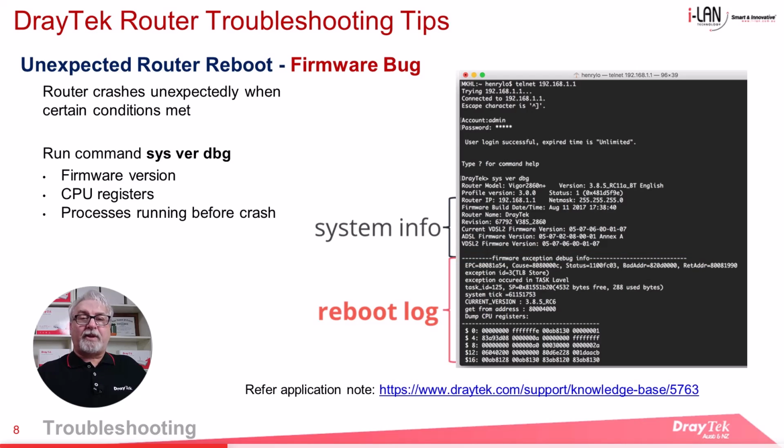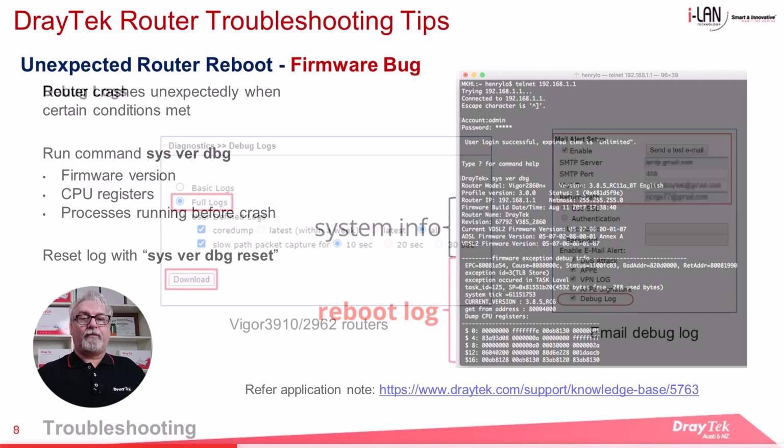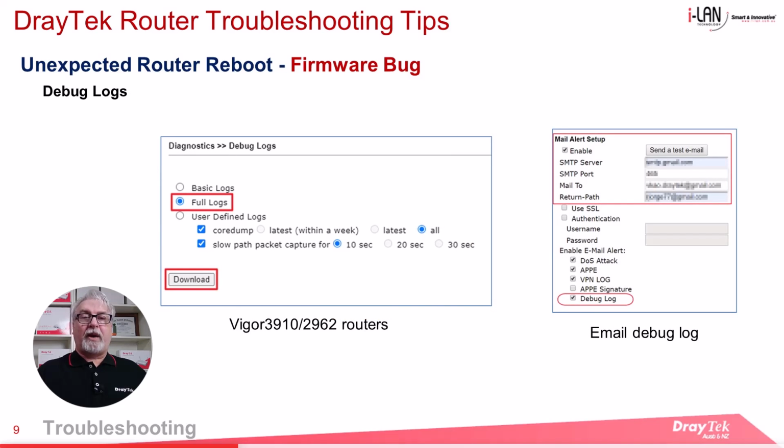You can save a copy of this output and forward it to us so we can send it to DrayTek R&D for analysis and a fix via updated firmware. To clear the debug log, run the command sysverdbg reset. If the debug log is empty after a router crash, it indicates that the reboot was due to other causes, such as a planned reboot, configuration change, or a loss of power. Later model routers and firmware have an option to send the debug log via mail alert, which you can see on the right here. In the Vigor 3910 and 2962 routers on the left, the debug logs are available for download.